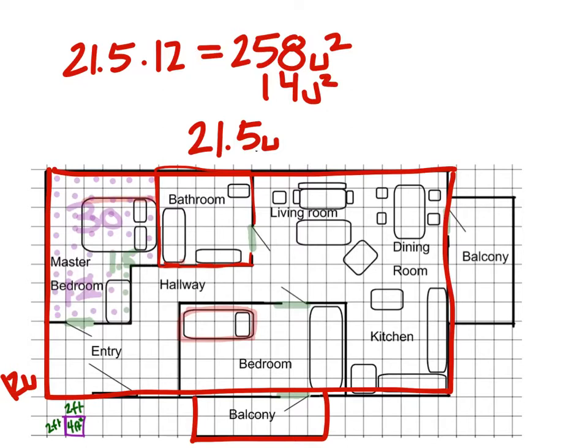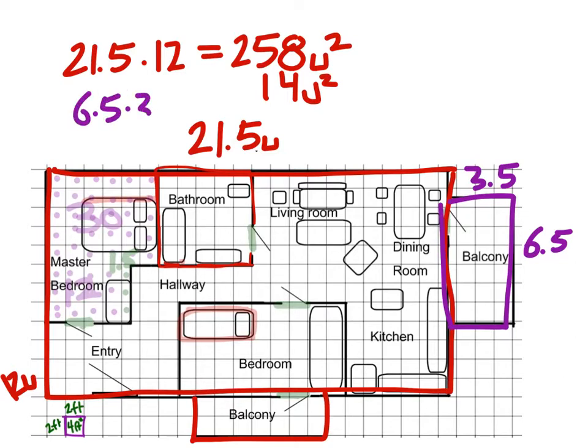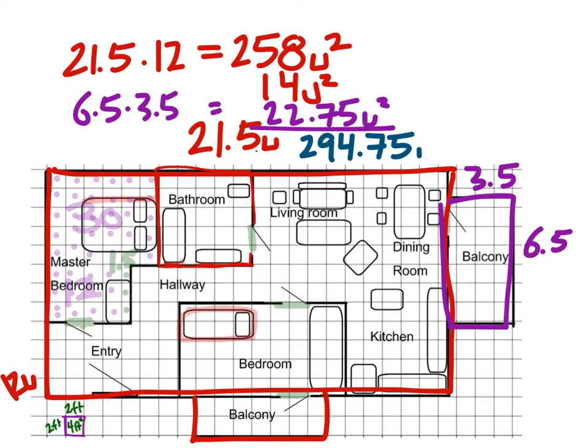But then we got the area of this other balcony up in here. It's 6.5 by 3.5. So, 22.75. And that also is in units squared. So let's add all these together. And that will tell us the total square footage of the house. 294. And that also is in units squared. Now this is not the area of the house, this is just the area of the house on the drawing.